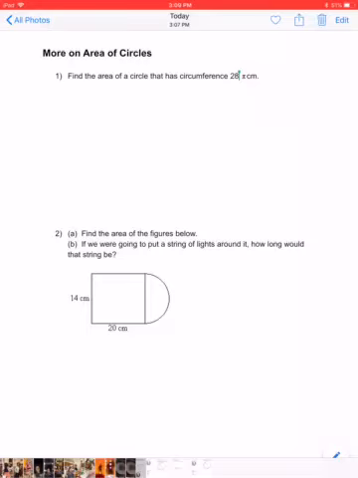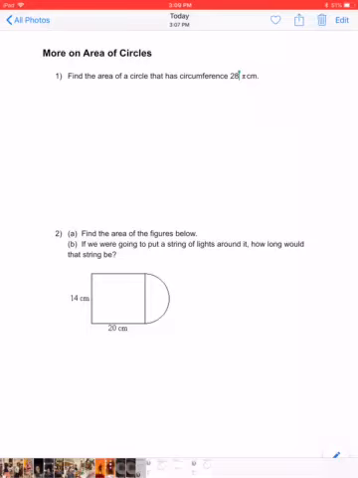Hello everyone. We're going to continue working with the area of circles. You should have already watched a video on area and circumference of circles. If you still have some questions, it is important that you let me know as soon as possible.